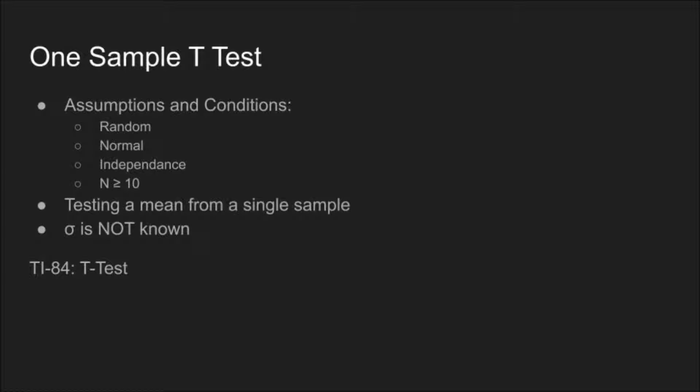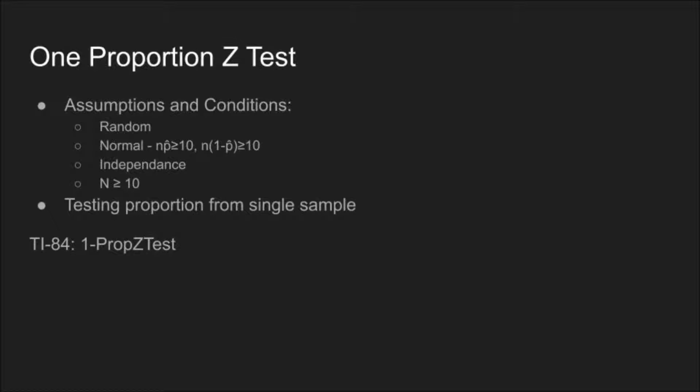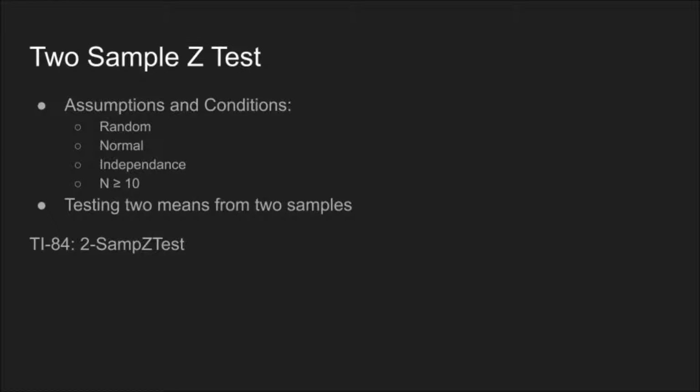Then you have the one sample t test, which is also testing a mean from a single sample, but unlike the z test, the standard deviation is not known. After is the one proportion z test, which is testing a proportion from a single sample. Then you have the two sample z test, which is testing two means from two samples.